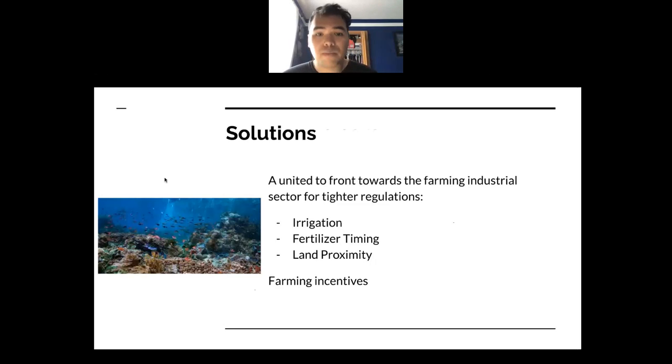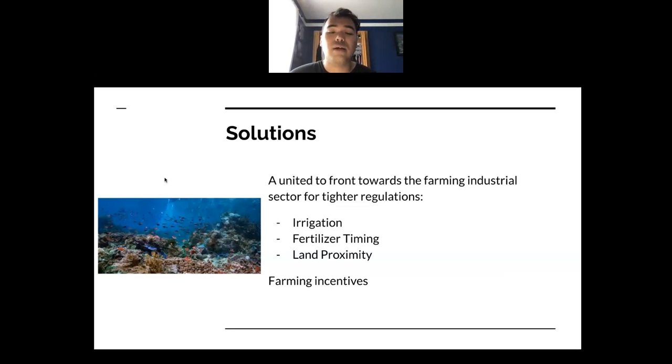So, what are the potential solutions? Well, one, we as a society need to make a collective decision that this cannot happen, and we need to bring up a united front against the farming industrial sector, and especially towards the governments who regulate this. Tighter regulations need to be in place on irrigation, the amount of water you can use, and fertilizing timing. If the snow in the spring is about to melt and all this water is about to be absorbed into the soil, we don't want that to be the time when fertilizers are being used at the highest amount. And lastly, land proximity: tighter regulations on moving farms away from these connecting bodies of water. I understand that seems counterintuitive since you're growing plants that need water, but the effects are real and they need to be addressed.